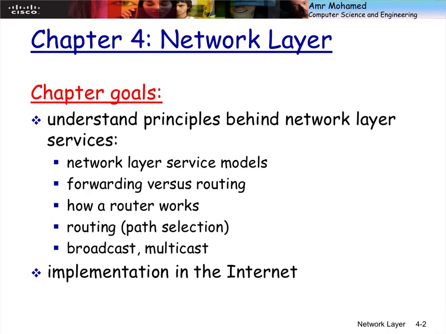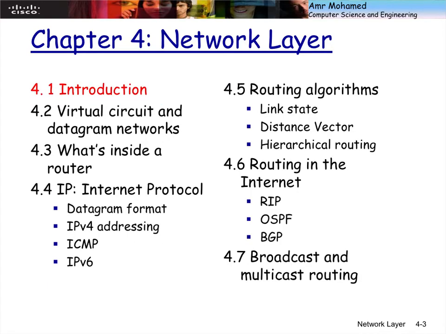Finally, we'll talk about broadcast and multicast in the internet, which is also an interesting topic because many applications require the use of multicast as a communication paradigm, because in many applications you need one-to-many communication, like, for example, video conferencing. So how is multicast performed inside the internet? We'll talk about these goals one by one.